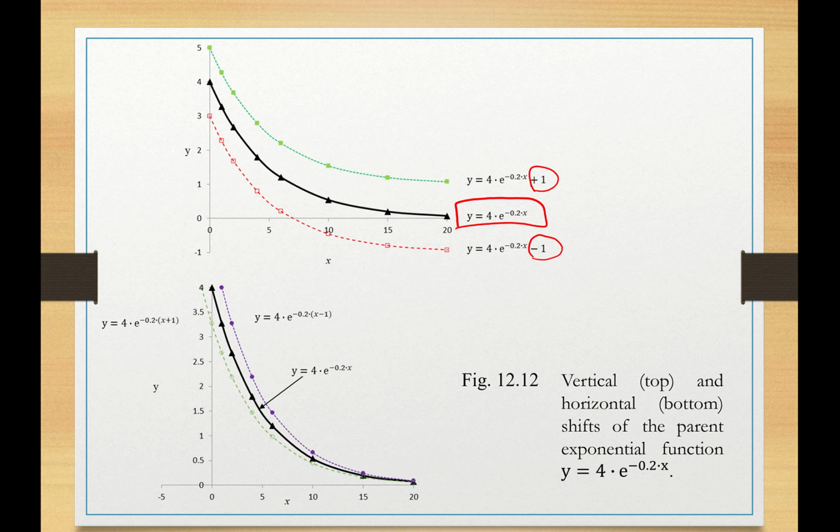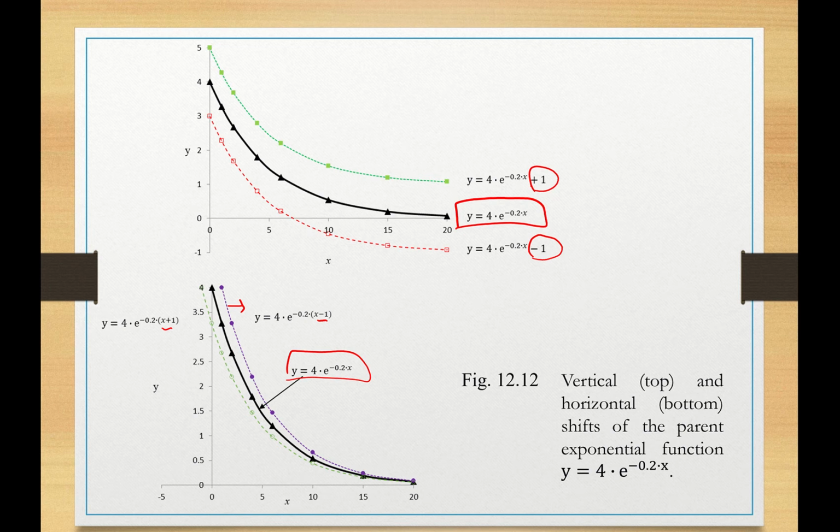And the bottom panel shows the horizontal shifts. So the thick line here is the parent function, and the green line is the left shifted function. That's why in the input variable I have x plus 1, and here in the input variable I have x minus 1, and this is the right shifted function by 1 unit.